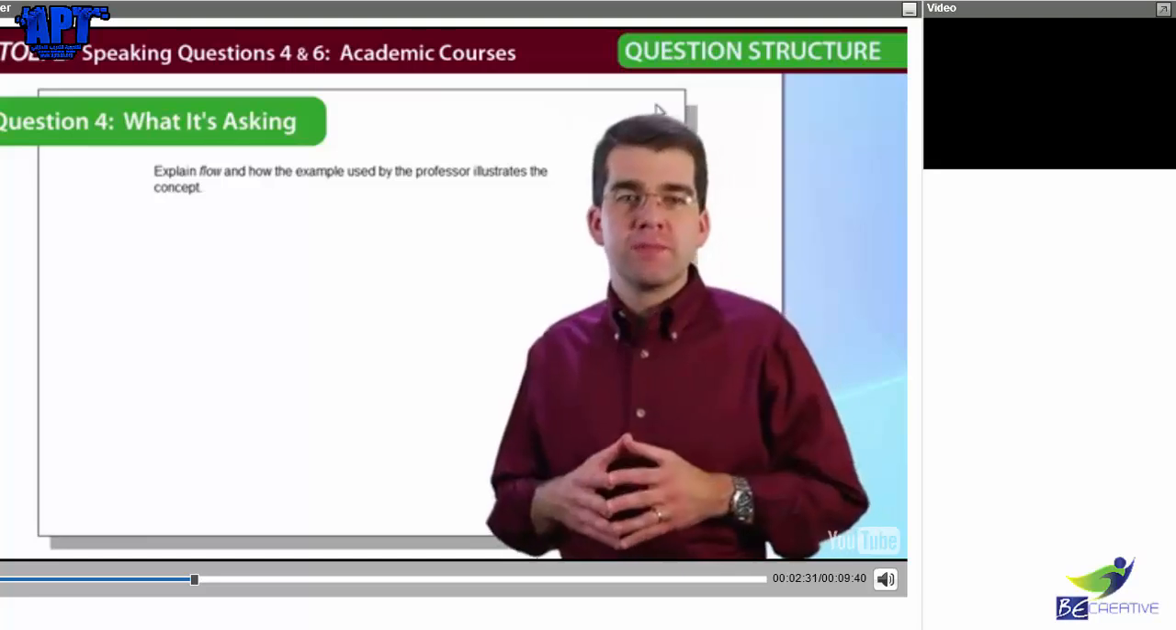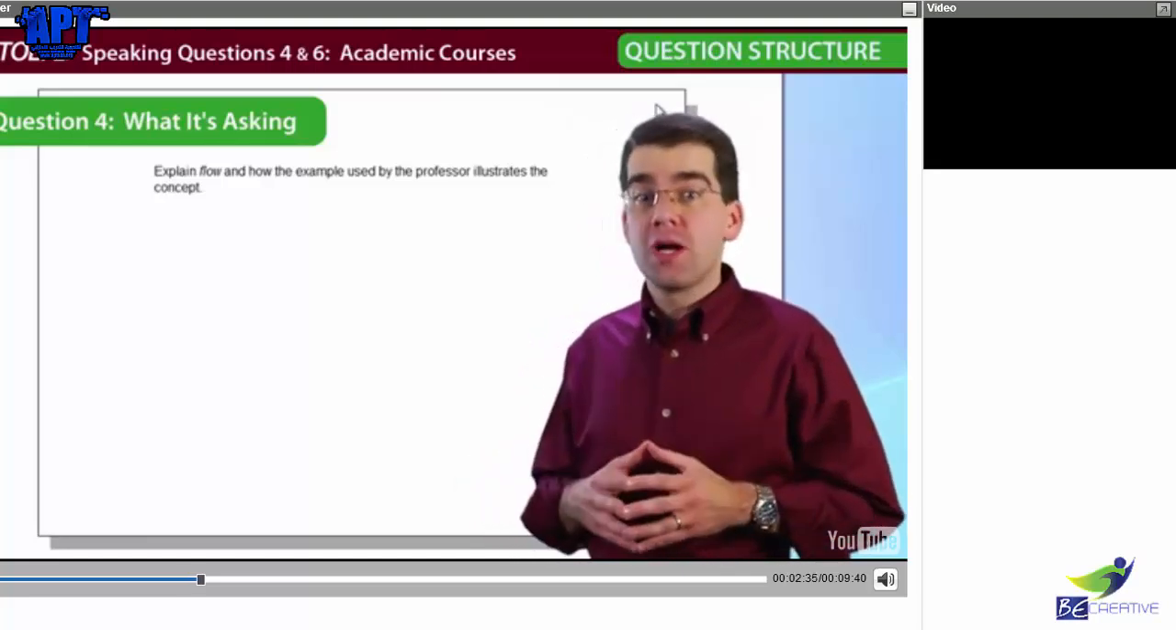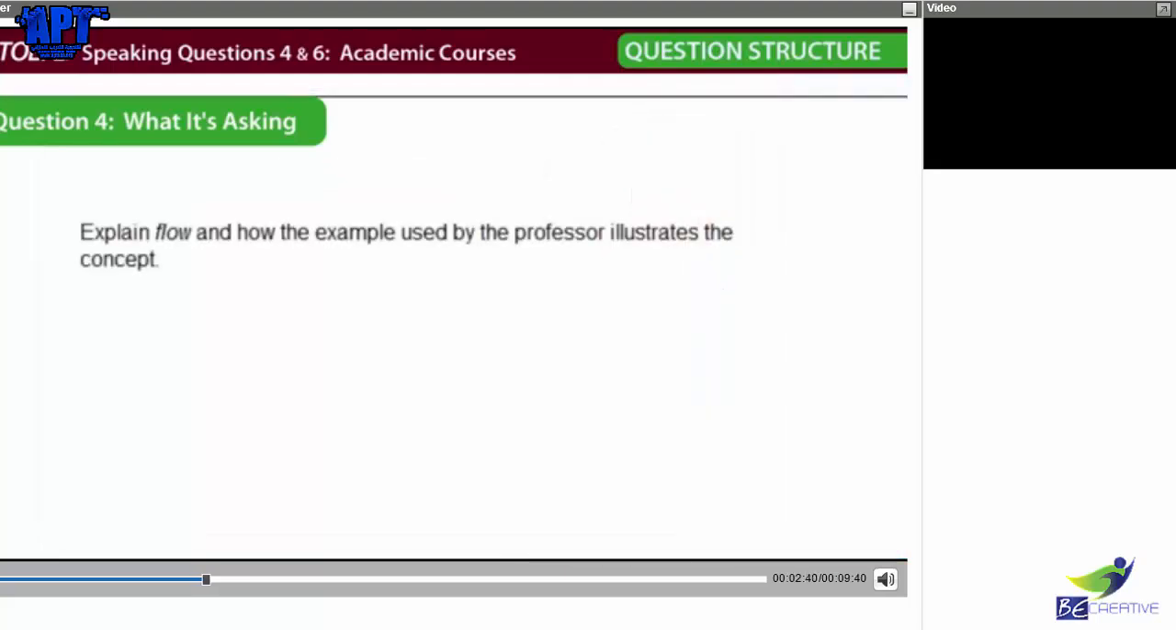Then, when you answer the question, you will speak about how the example supports or illustrates the term or concept, like in this question about flow. Explain flow and how the example used by the professor illustrates the concept.